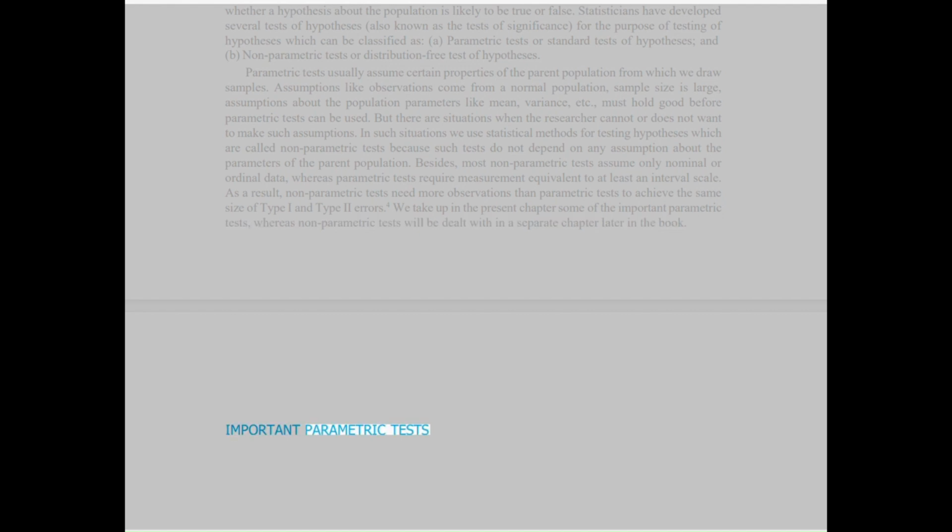Important parametric tests. The important parametric tests are 1. Z-test, 2. t-test, 3. chi-square test, and 4. F-test. All these tests are based on the assumption of normality, i.e., the source of data is considered to be normally distributed. In some cases, the population may not be normally distributed, yet the tests will be applicable on account of the fact that we mostly deal with samples and the sampling distributions closely approach normal distributions.